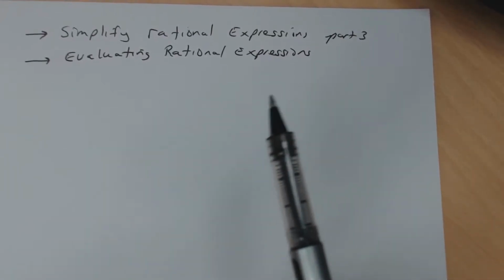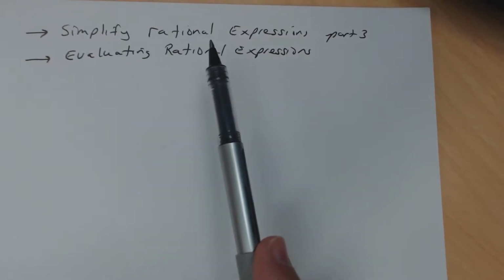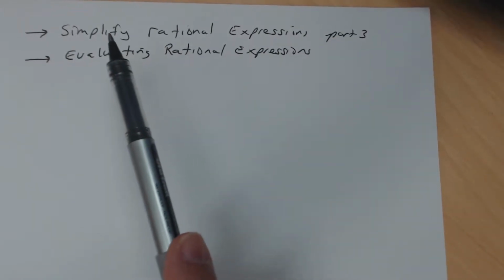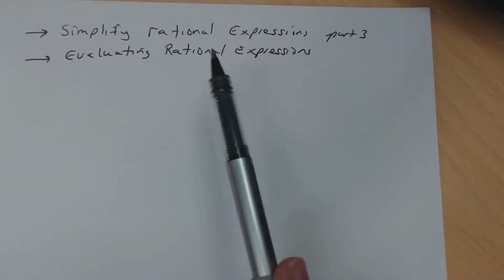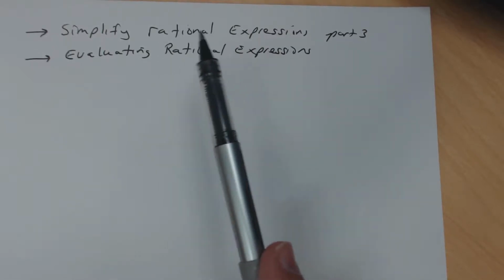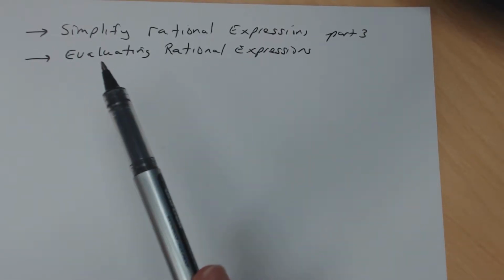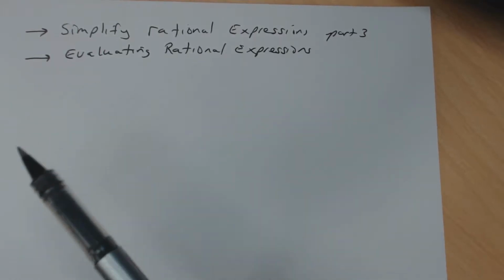Okay, so in this lesson, we're going to talk about evaluating rational expressions and then simplifying rational expressions part 3. In simplifying rational expressions part 3, it's just going to be the same type of expressions we did in the previous two lessons, so just a mixture. Now, evaluating rational expressions, you've done it before in previous lessons.